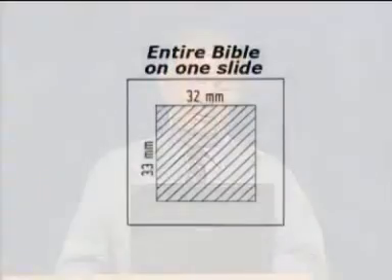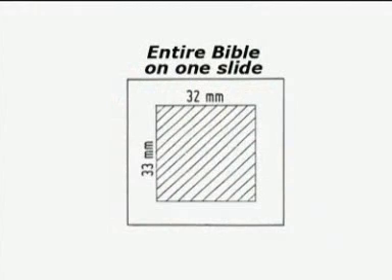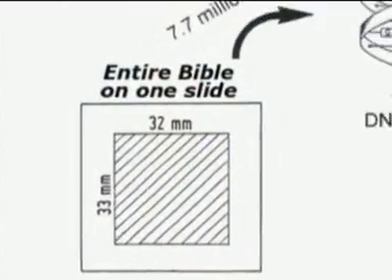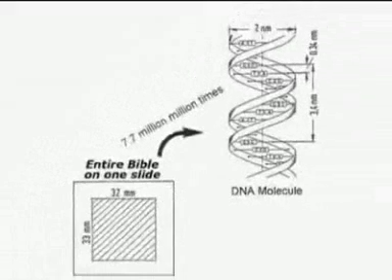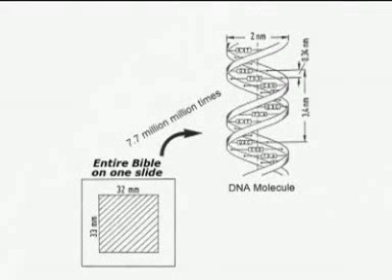Another example, I have a very small Bible. Yesterday I said my heaviest Bible is 11 kilograms. My smallest Bible is only a slide. And this slide contains the complete Bible. And I have compared the density of information of this slide with the density of information in the DNA molecule. And we see here on this picture, in the DNA molecule, the information is 7.7 million times more in density. So it is very high density in information.